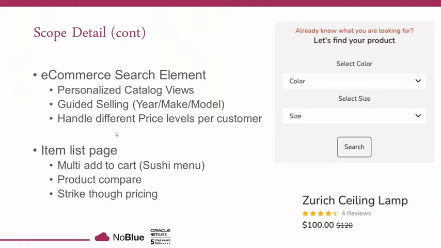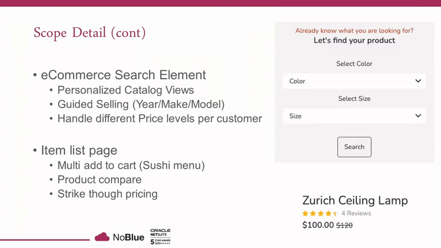Also, you have the ability to handle different price levels per customer if that's the case. For the item listing price page, there is the multi-add to cart functionality, or the sushi menu, right? You can select various items and add them all to cart if you're in the product listing or on a category page.